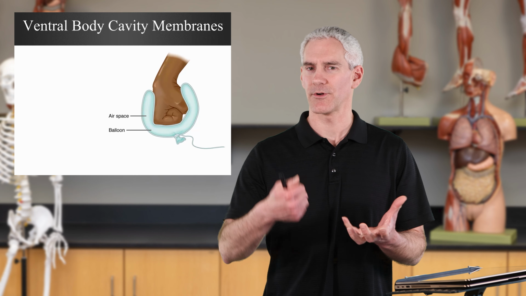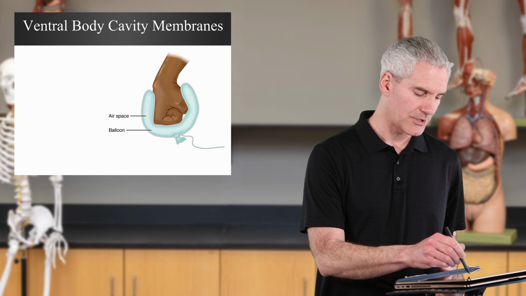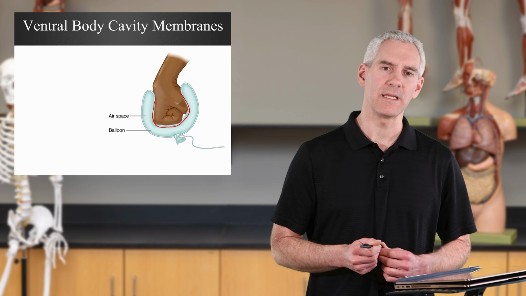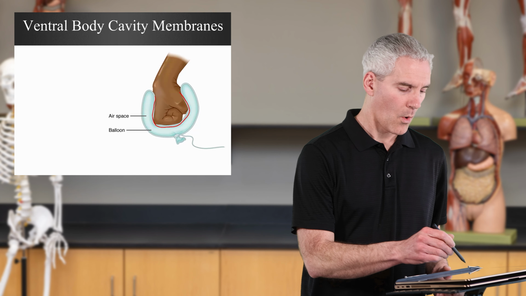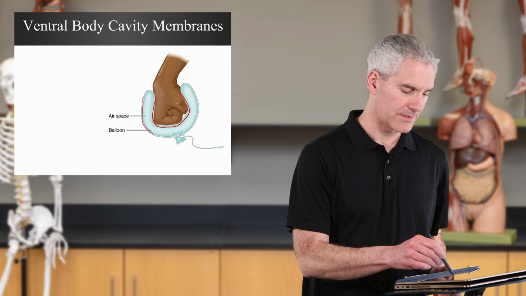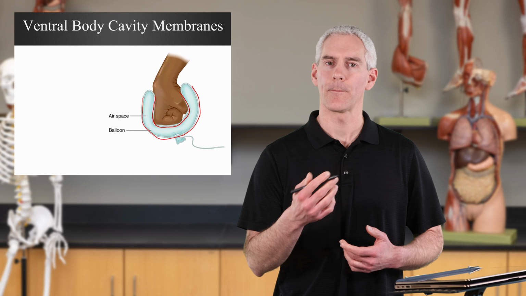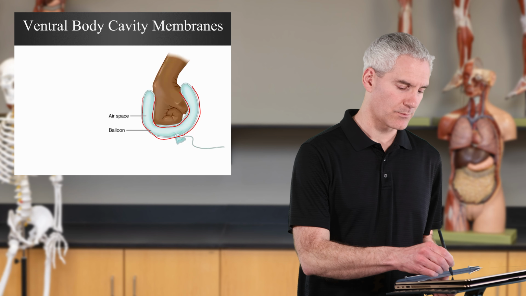So think of it like this. If you put your hand to a balloon, the part of the balloon that is touching the hand, so this area right here, that would be the visceral serosa, touching the organ. While the part out here, that would be touching the cavity walls, that would be the actual parietal serosa. And the part in between is where the fluid would be found.